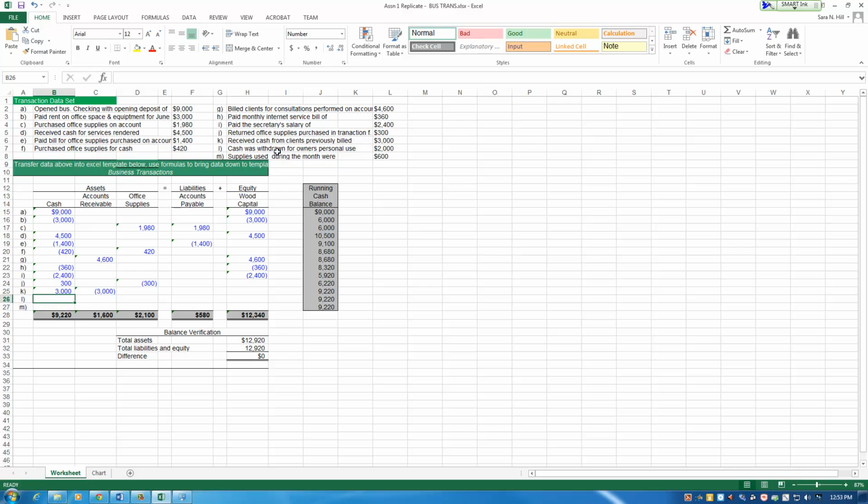L, cash was withdrawn for owner's personal use. Sounds like cash flow out, and maybe we reduced the owner's equity. And the last one, supplies used during the month were $600. So we're going to reduce our supplies by the $600, which would in turn also show an expense for supplies of the month running through the equity section.